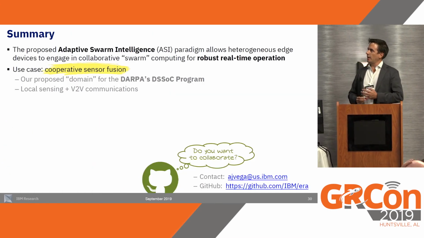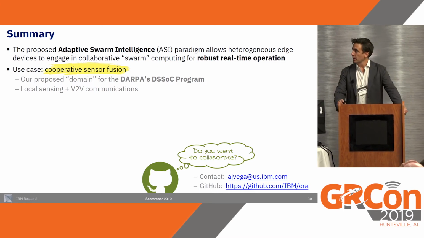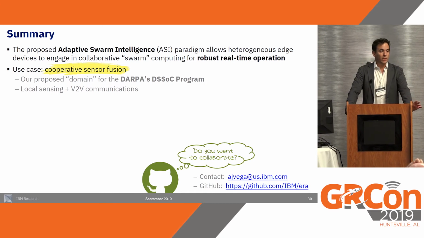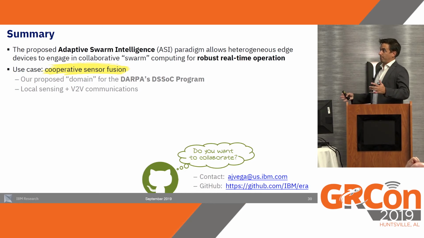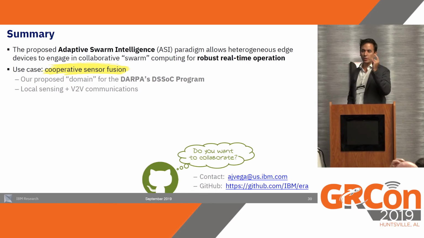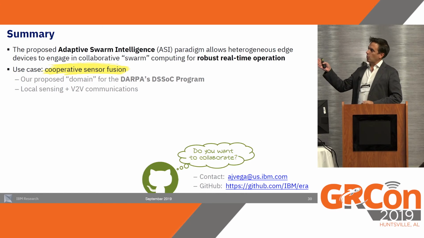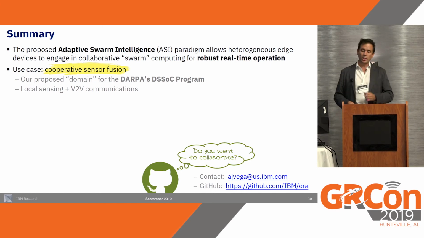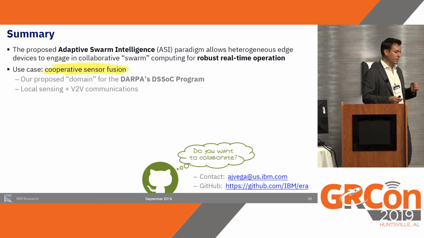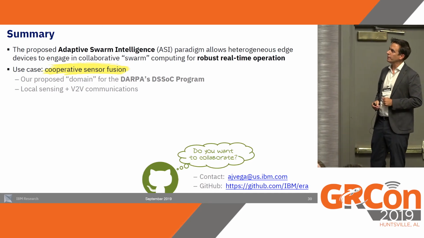So to summarize, what I presented today in a very generic way is a novel computation paradigm that we call adaptive swarm intelligence, that we believe will be the next revolution now that we have, or we will have, ultra high bandwidth connectivity, which is a key element in swarming. Connectivity is king. Then I focused on one specific use case, cooperative sensor fusion, the application that we took within our DARPA-sponsored EPOCS project.